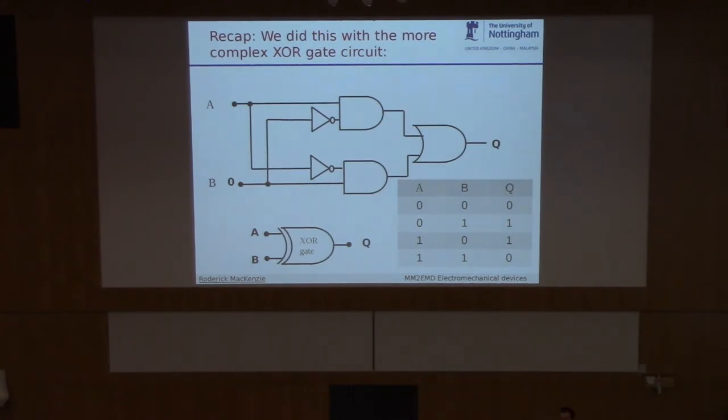And the example I got you to play with in the class was this XOR circuit, where it had two AND gates, two NOT gates, and an OR gate. And I said, this is an XOR gate, and it's used in lots of computational circuits. And you all seem to get the hang of that quite easily.